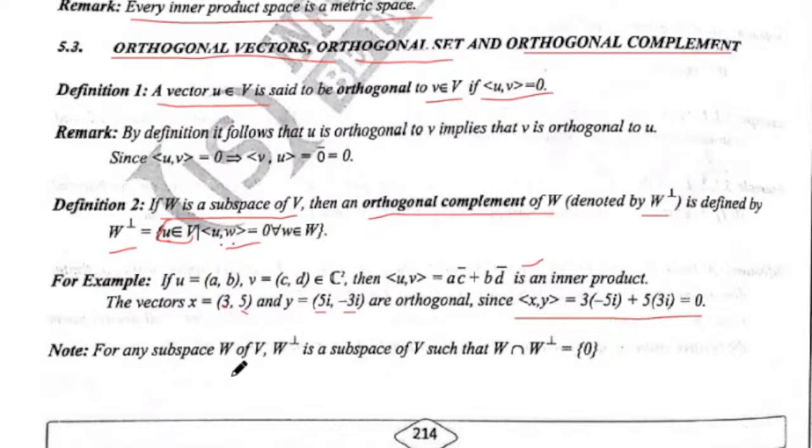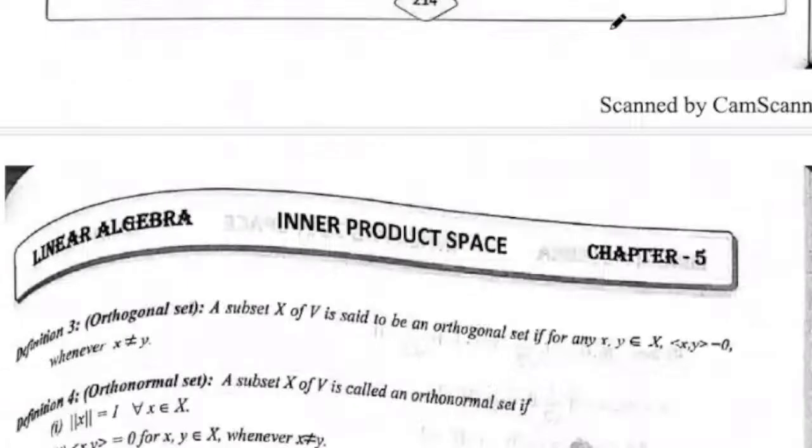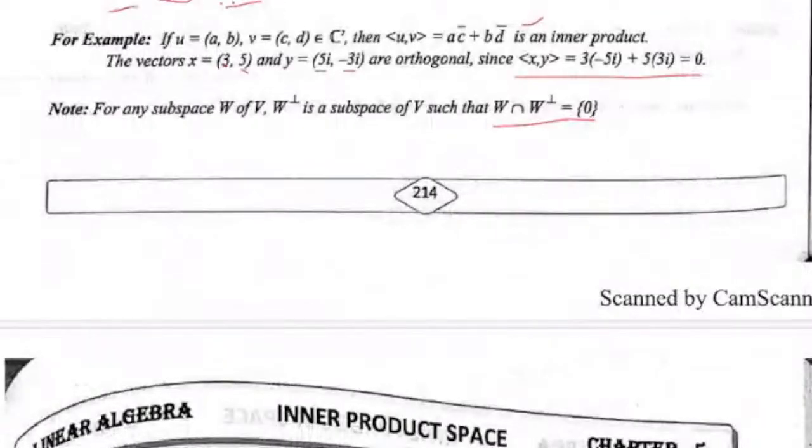Then for any subspace W, the orthogonal complement of W is a subspace of V such that W intersection W perpendicular is nothing but the identity element. That is, the intersection will consist only of 0. For any W, W intersection W complement will be nothing but 0. The set will contain only the 0 element. So, orthogonal vectors: two vectors are said to be orthogonal if (u, v) is equal to 0.